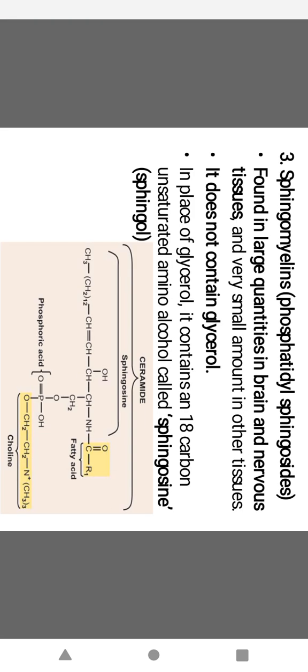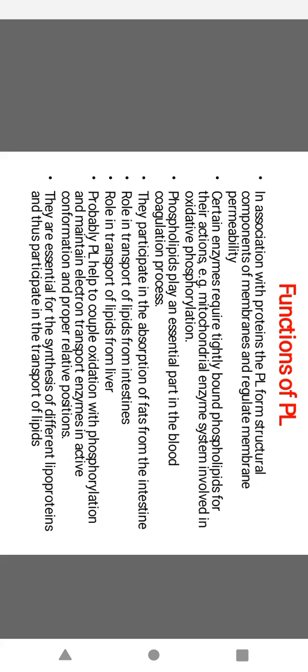Next is sphingomyelin. Sphingomyelin contains sphingosine as the alcohol, found in large quantities in brain and nervous tissue and in very small amounts in other tissues. It doesn't contain glycerol. In place of glycerol, it contains an 18 carbon unsaturated amino alcohol called sphingosine.